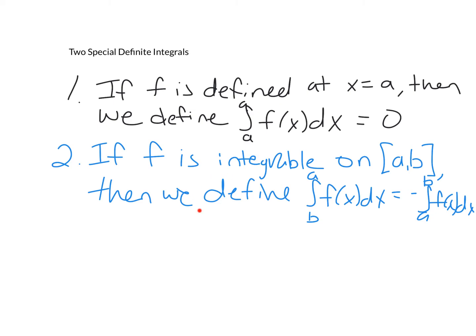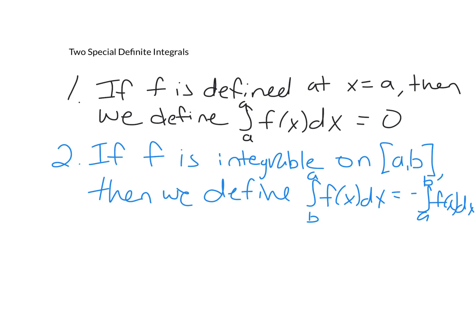And then the second special integral is that anytime we have an upper or lower limit of b to a, we can swap it and make it a to b and put a negative sign in front. As long as you put the negative sign up front, you can flip the upper and lower portion of the integral. We'll do one quick example.